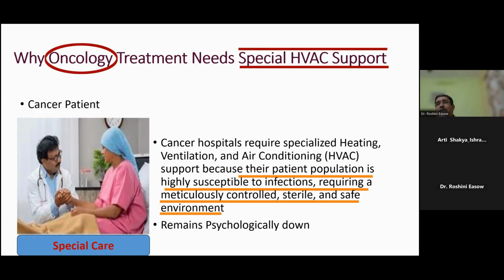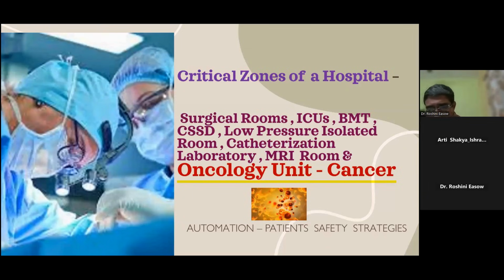So in a cancer hospital the problem is that the patient is psychologically down and immunity also comes down. So treatment in a cancer hospital is completely different from a normal hospital. So this is actually called the oncology unit. Normally you don't say cancer; medically it is called the oncology unit.